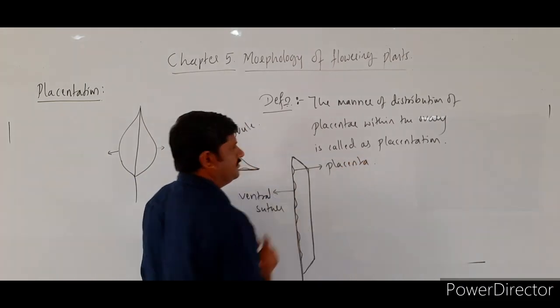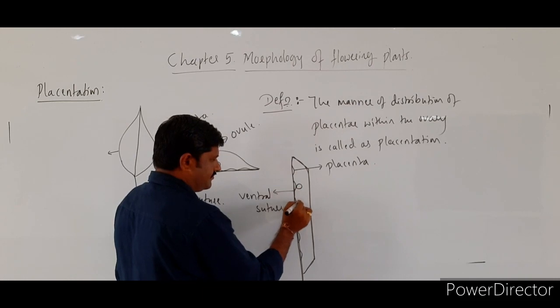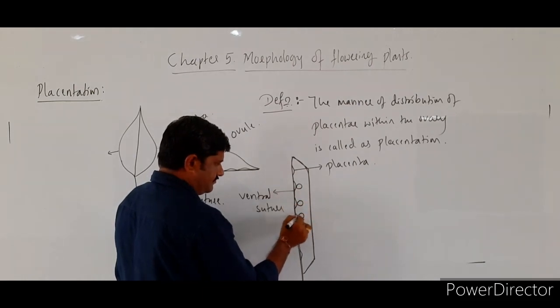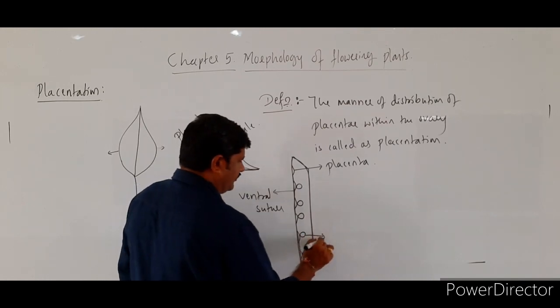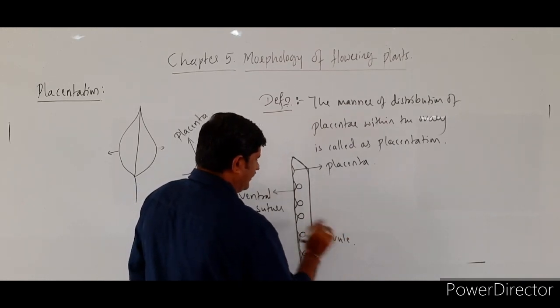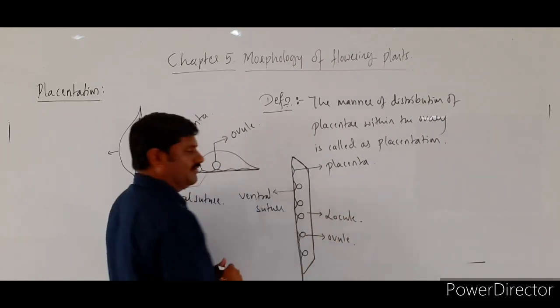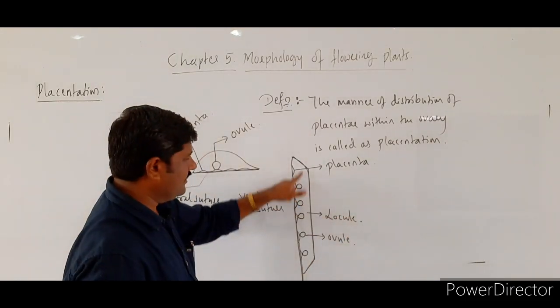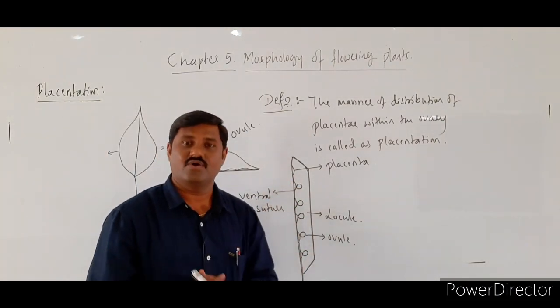Placenta. And on the placenta, what are present? Ovules are present. And what is this one? Locule. How many locules are there? Only one locule, only one cavity is present within the ovary.